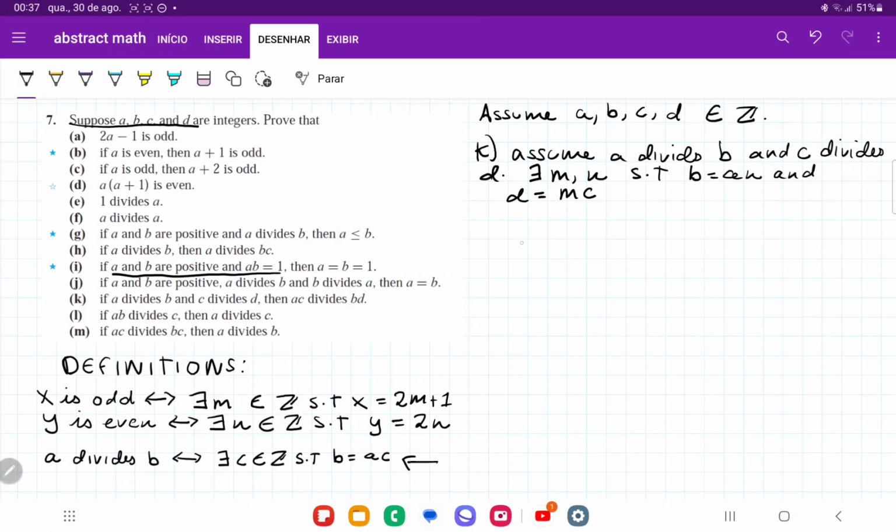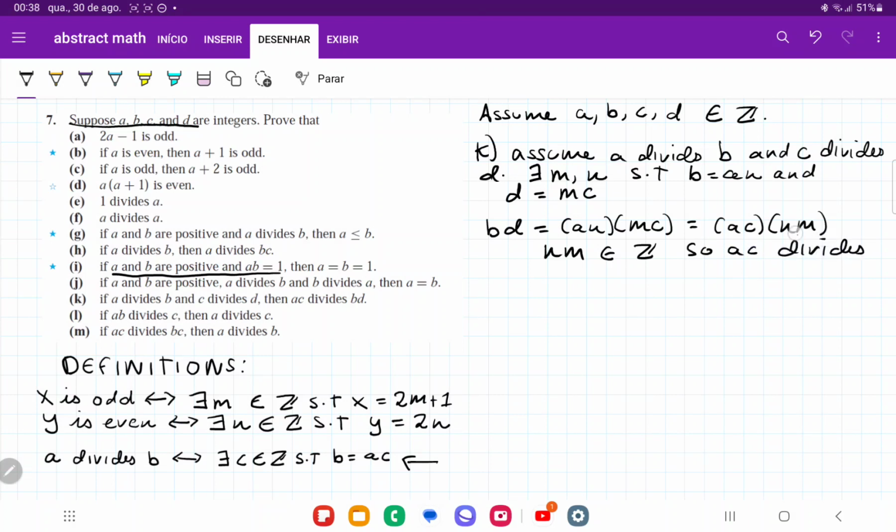So let's see. Therefore, we have that BD is going to be equal to AN times MC. Let me just improve my handwriting a little bit. Which is equal to AC, and I'm going to pull that outside, NM. And so we have that NM belongs to the set of integers. So AC divides BD. So we're just using the definition of a number that divides, right? So that was K.